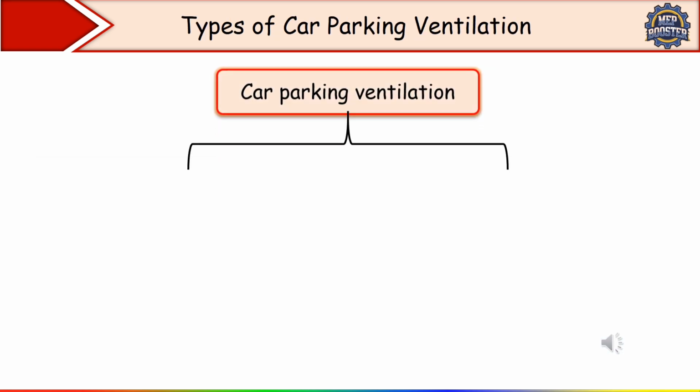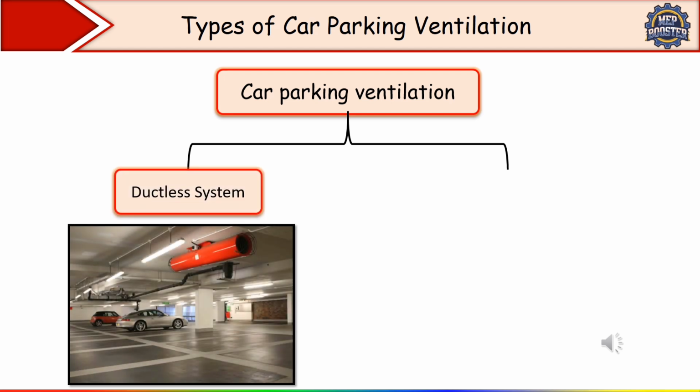Car parking ventilation may be classified into two types. First, we have a ductless system. So generally in a ductless system we are not using ductwork to exhaust the smoke from the basement. Instead of that, here we are using jet fans, okay. With the help of jet fans, we can extract all the smoke from the basement easily, okay.